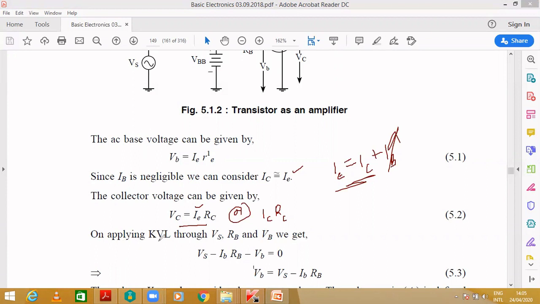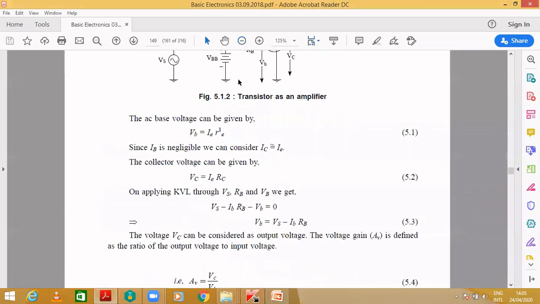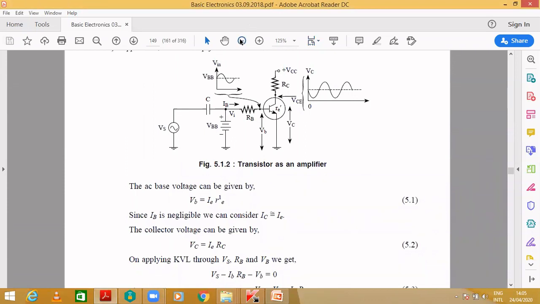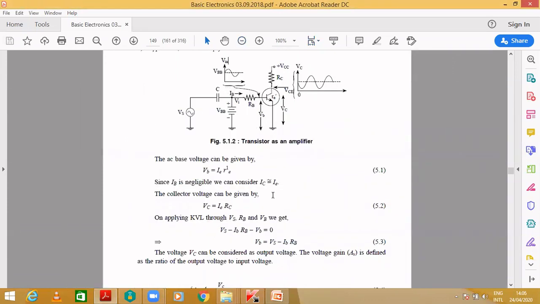So on applying KVL through Vs, Rb, Vb, here you can see. If you apply KVL across Vs, Ib, Rb, Vb, here I am applying, so what happens? It is going from negative to positive, because all are at the same potential, you can see. It is going from negative to positive, and I can write it as Vs.